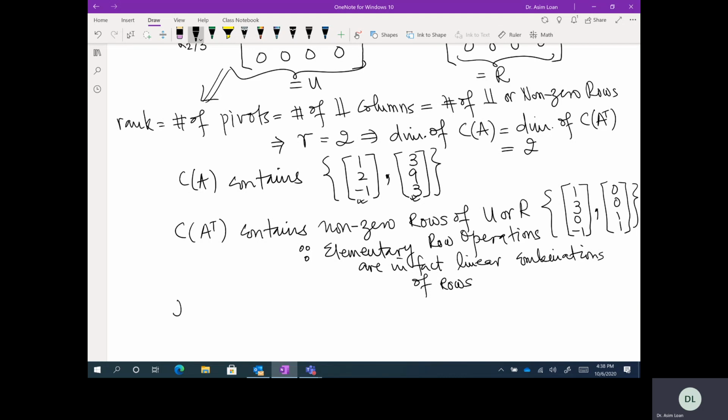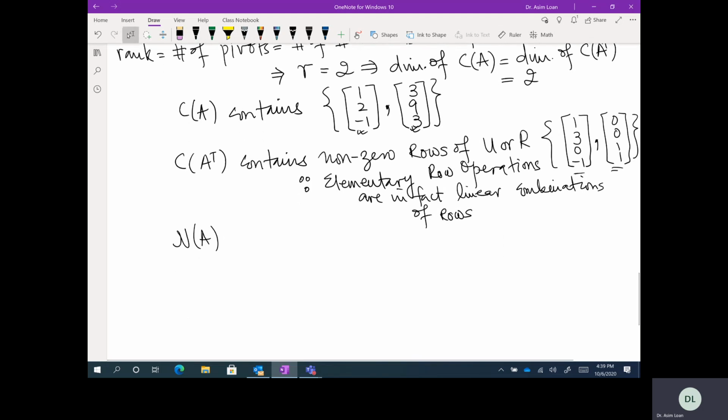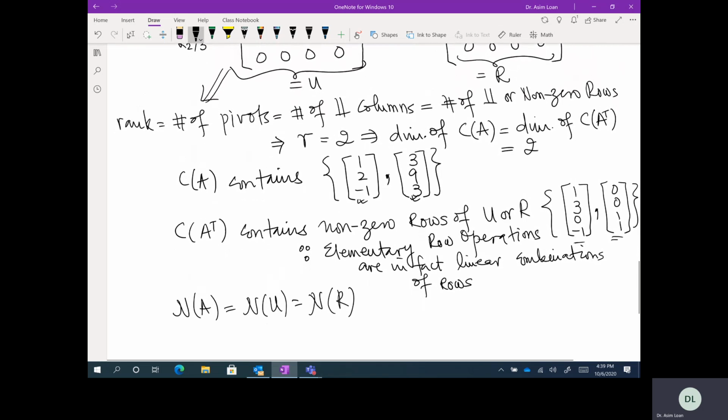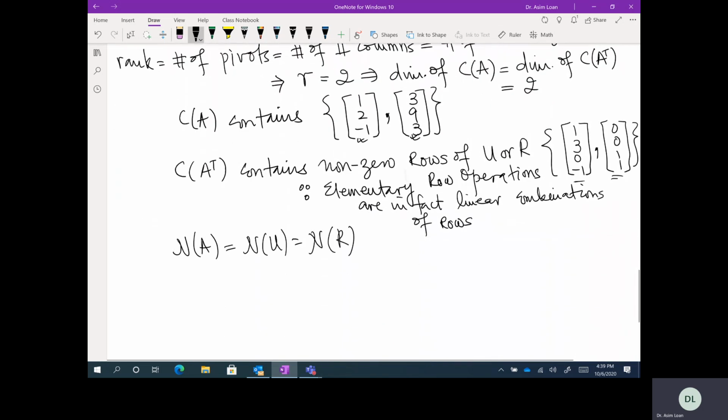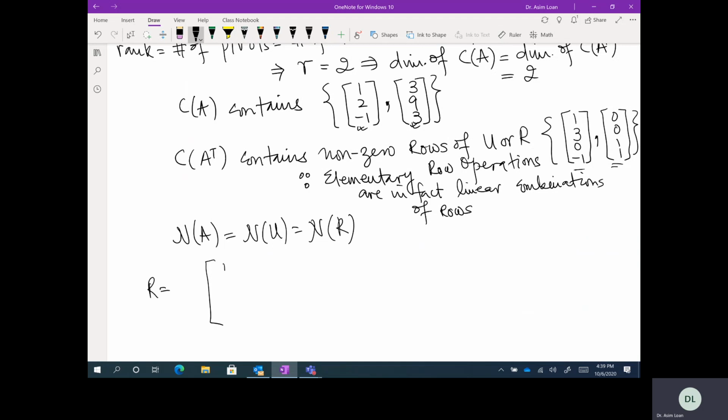Okay, good. What about the null space? Null space we have already calculated. So this, as I mentioned, has two vectors. What about the null space of A? So the null space of A can be calculated from Ux equals 0 or Rx equals 0. So the null space of A is equal to the null space of U is equal to the null space of R. Because again, we are doing elementary row operations, which are just linear combinations. So let me write R here: 1, 3, 0, minus 1, 0, 0, 1, 1, 0, 0, 0, 0.